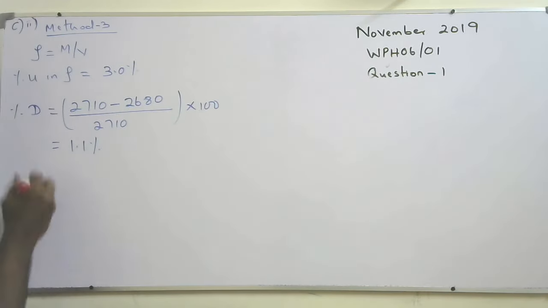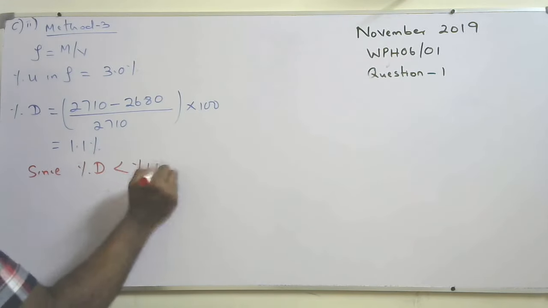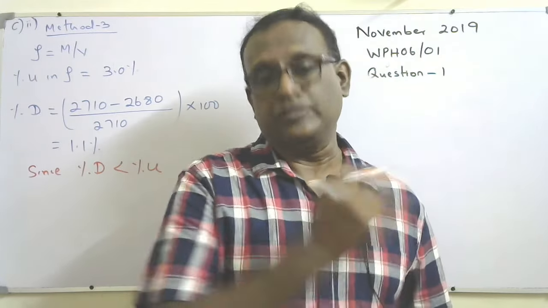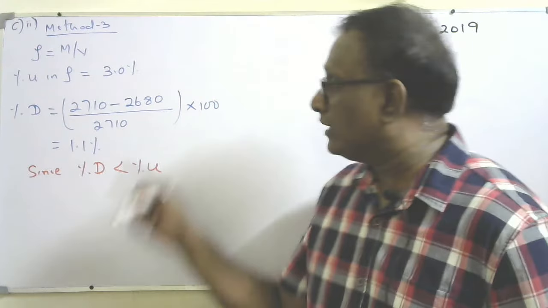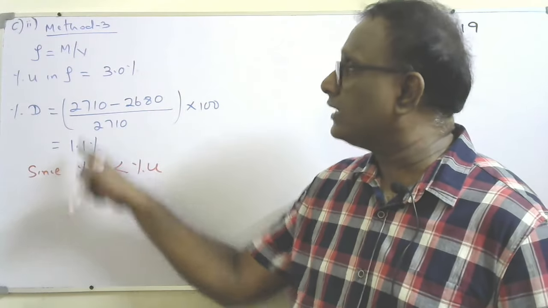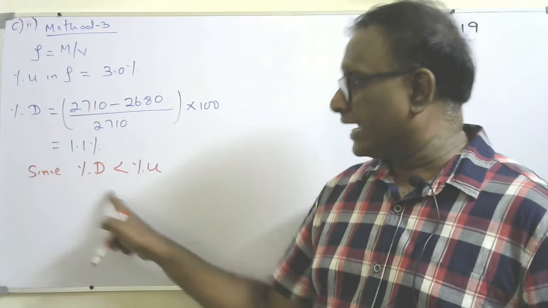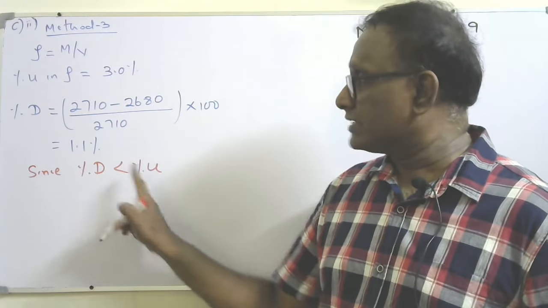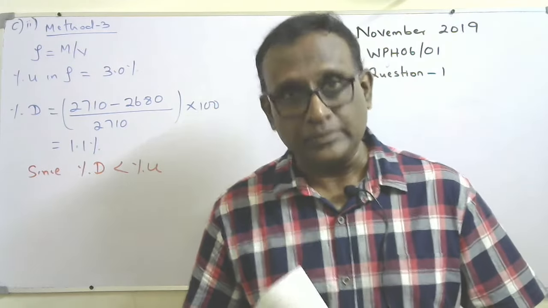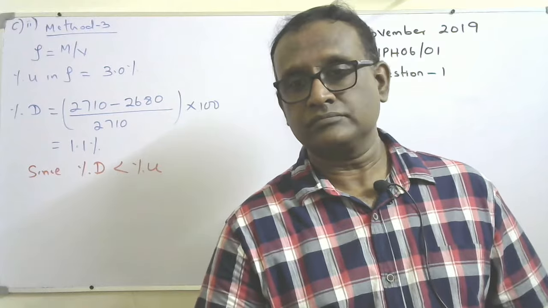So I can say, final conclusion: since the percentage difference is less than the percentage uncertainty, the given material could be aluminium. I am finding the percentage difference between my experimental value and the aluminium. So the percentage difference is becoming smaller than the percentage uncertainty in my experiment where I found the density. So I can say since the percentage difference is less than the percentage uncertainty, the given material could be aluminium. So this method is also giving the same final conclusion.